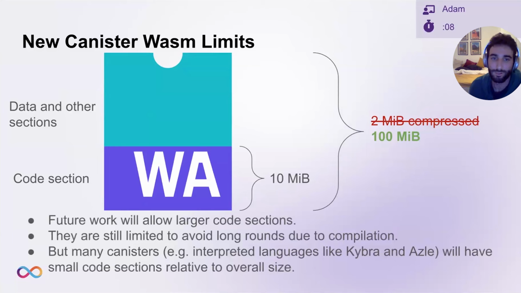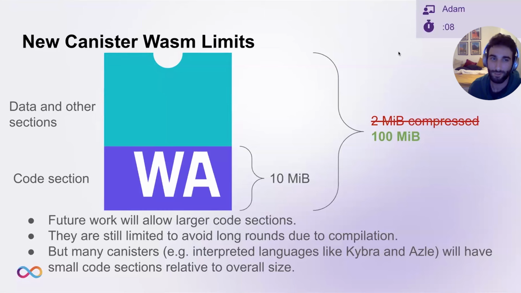So some future work will eventually allow larger code sections, probably. The reason we still have a limit on code sections is that the code needs to be compiled to native within the replica before we can execute messages, and that can take time. If we allow arbitrarily large code sections, this could lead to very long rounds, potentially, if the compilation takes a long time. So we still need some kind of limitation there.